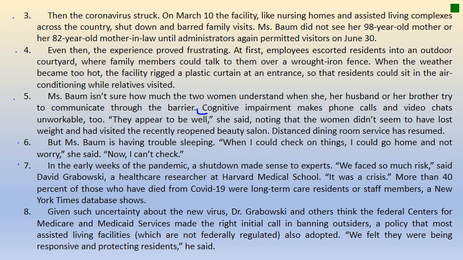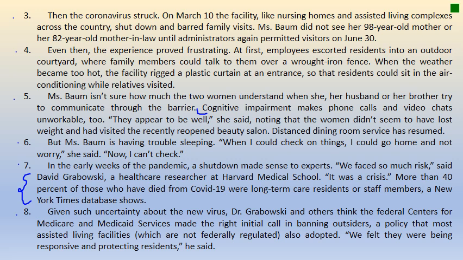We faced so much risk, said David Grabowski, a healthcare researcher at Harvard Medical School. It was a crisis. More than 40% of those who have died from COVID-19 were long-term care residents or staff members, a New York Times database shows. So here it shows why this group of people is most vulnerable.